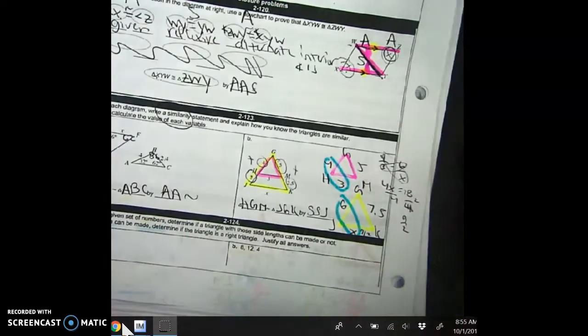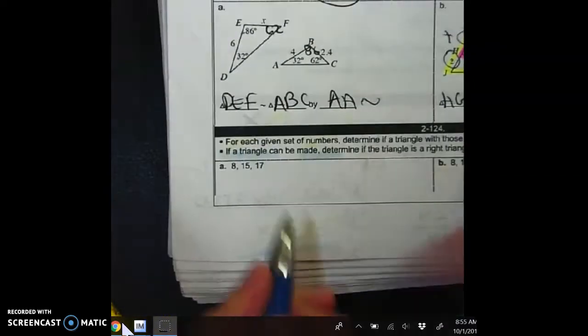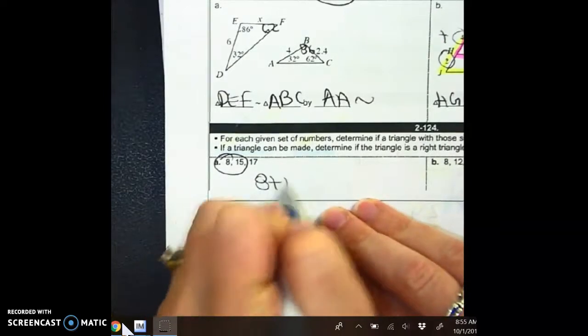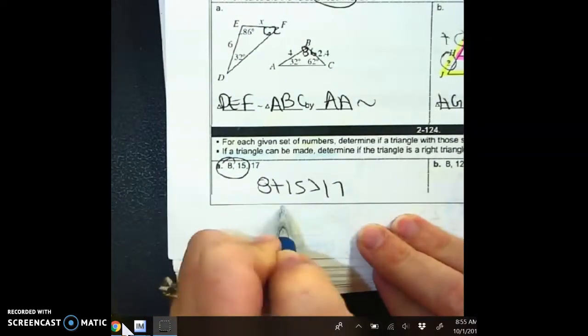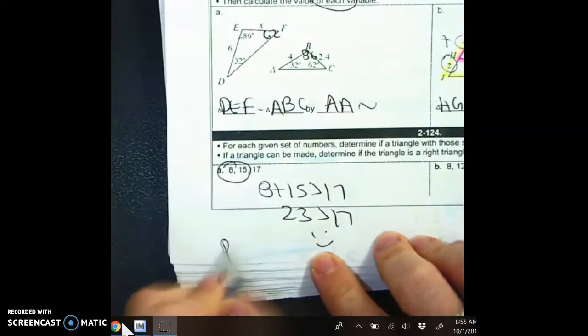Okay? All right, they want to know if these triangles are real triangles. Okay, so let's see. So this, I take the smallest, and it's got to be greater than the third side. 23 is greater than 17, so yes, it's possible. All right, possible.